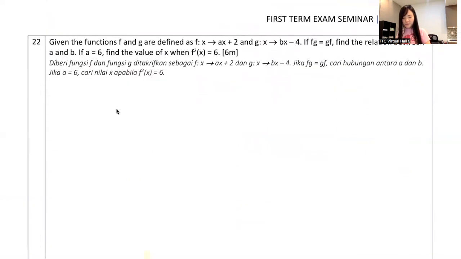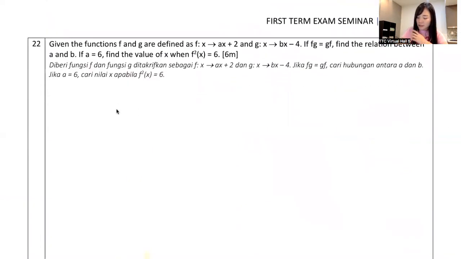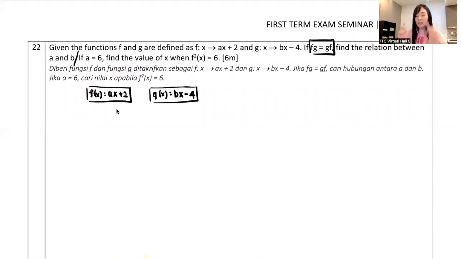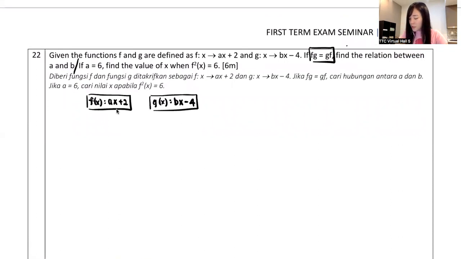Done. 22. Given that the function fx is, let me write for you, fx is ax plus 2. Next one, gx is bx minus 4. Okay, this is whatever they say. Then they say, if fg equals gf, find the relation between a and b. Okay, guys, we do first things first. This question has two requirements. First, find the relation. Then second, find the value of x when f squared equals 6.